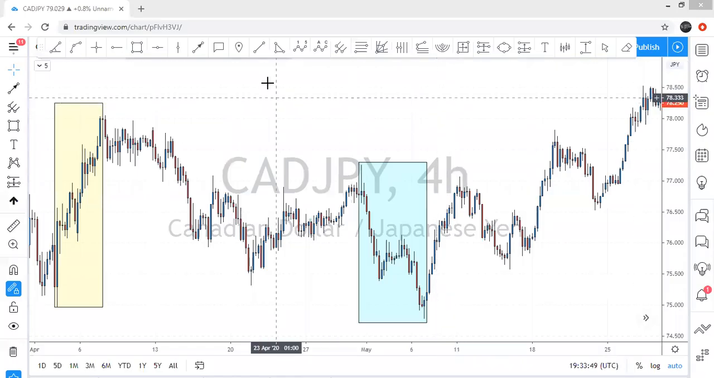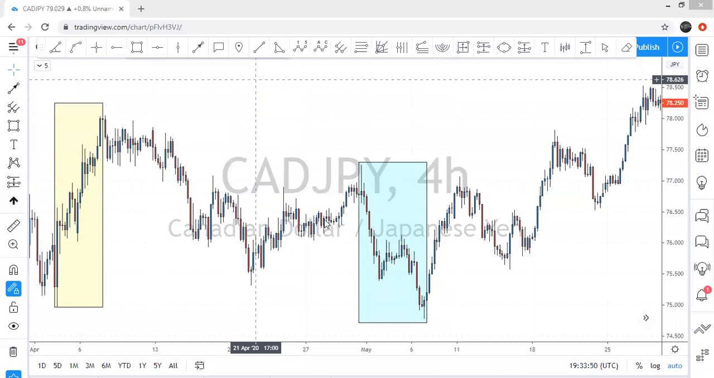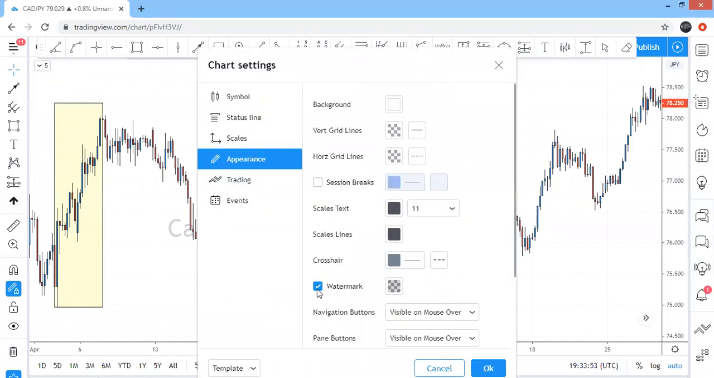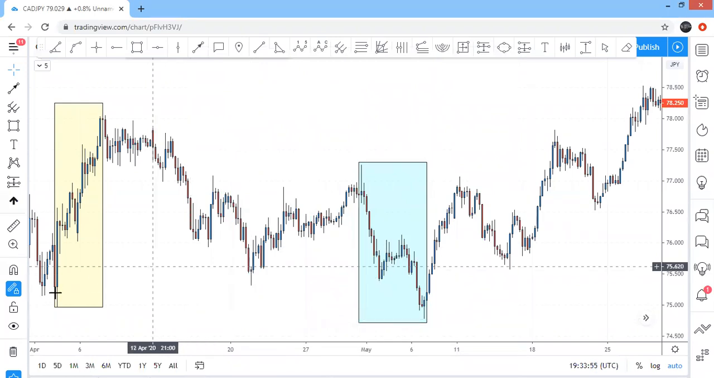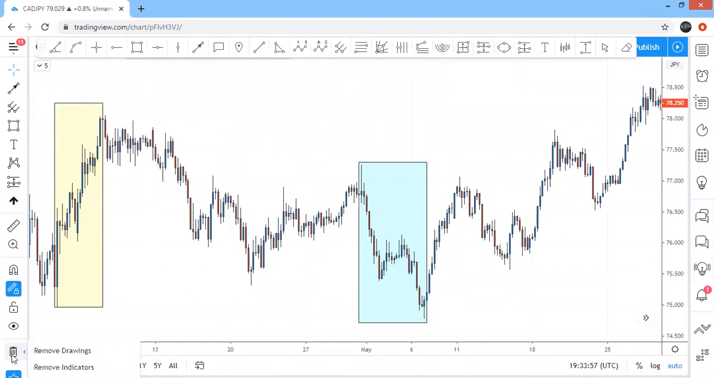Excellent. Okay. I mean, quite easy stuff, but we're doing it for the benefit of those who are new as well. Let's go into pips, lot sizes, time frames, and trading journal.